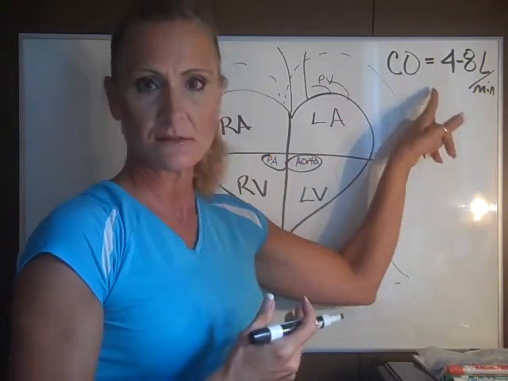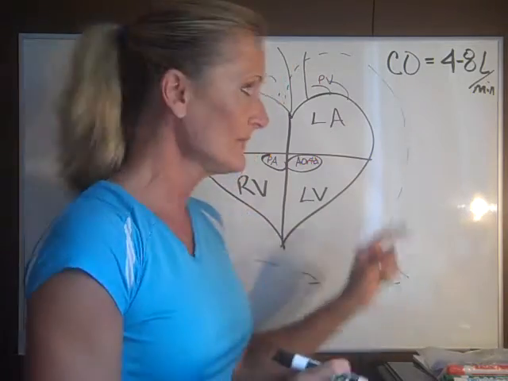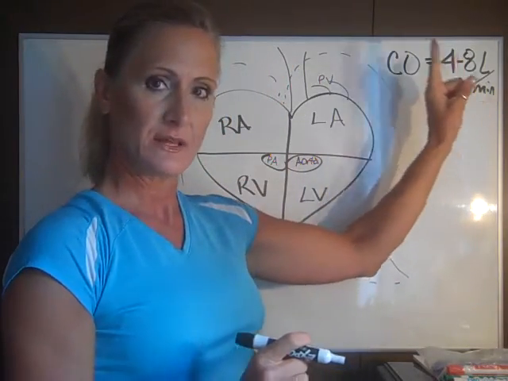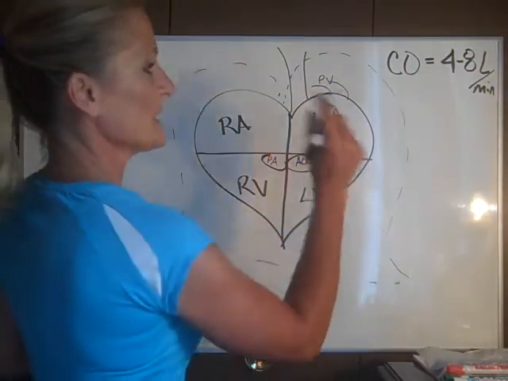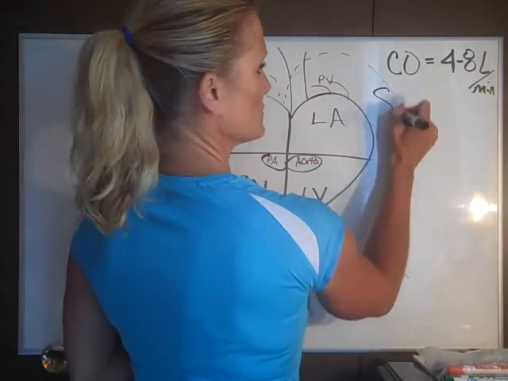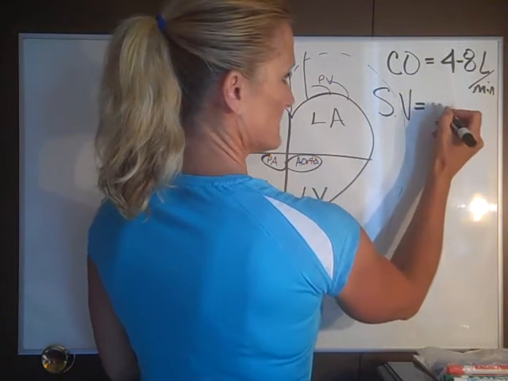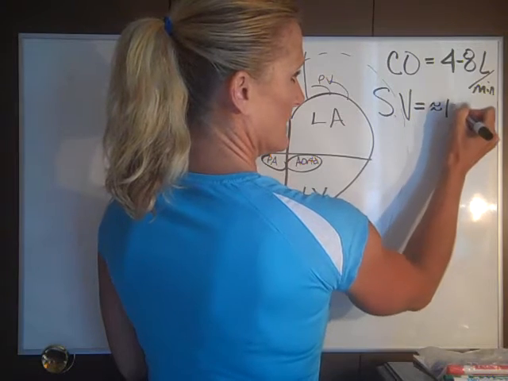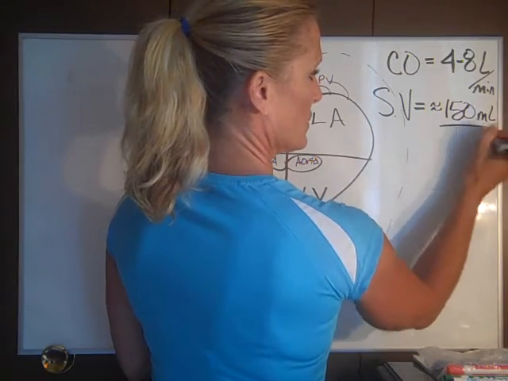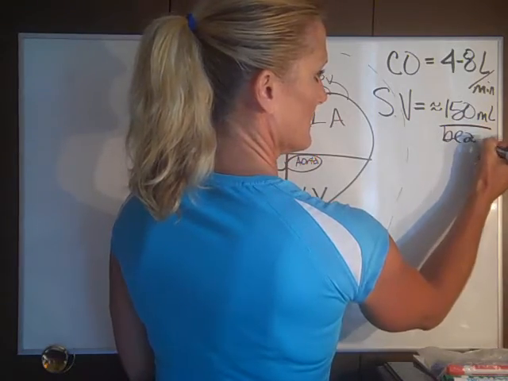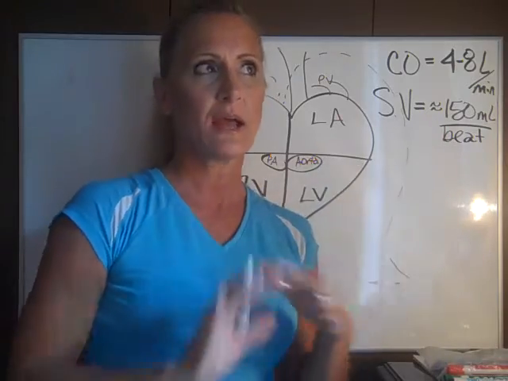But this cardiac output, essential. You cannot forget cardiac output. It's measured in liters per minute. Okay, that's your cardiac output. The next thing you need to know is stroke volume. Okay, it's approximately 150 mLs per beat.